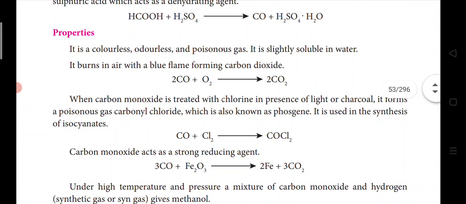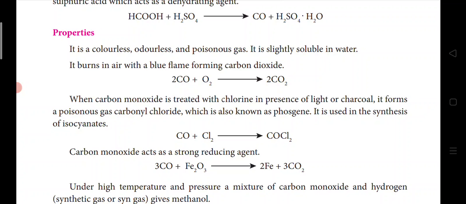What are its properties? It is a colorless, odorless and poisonous gas. It is slightly soluble in water. It burns in air with a blue flame forming carbon dioxide. So this carbon monoxide reacts with oxygen to give carbon dioxide.